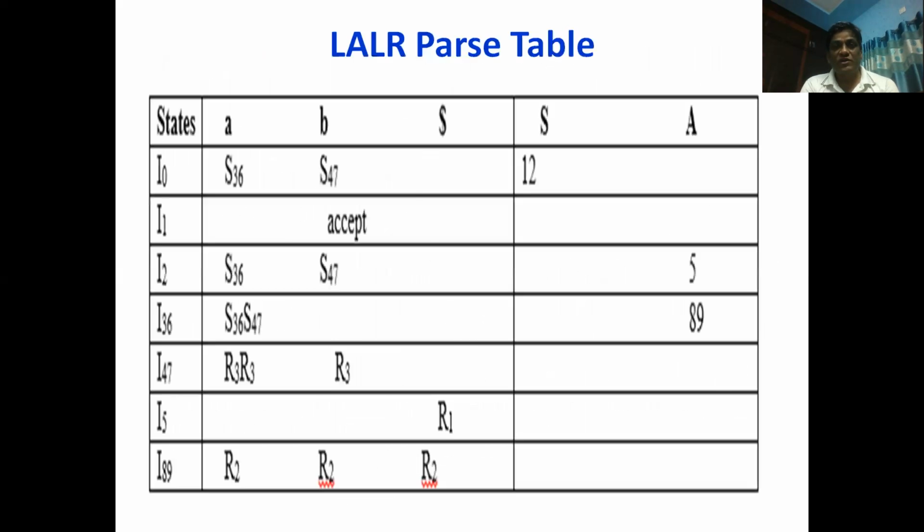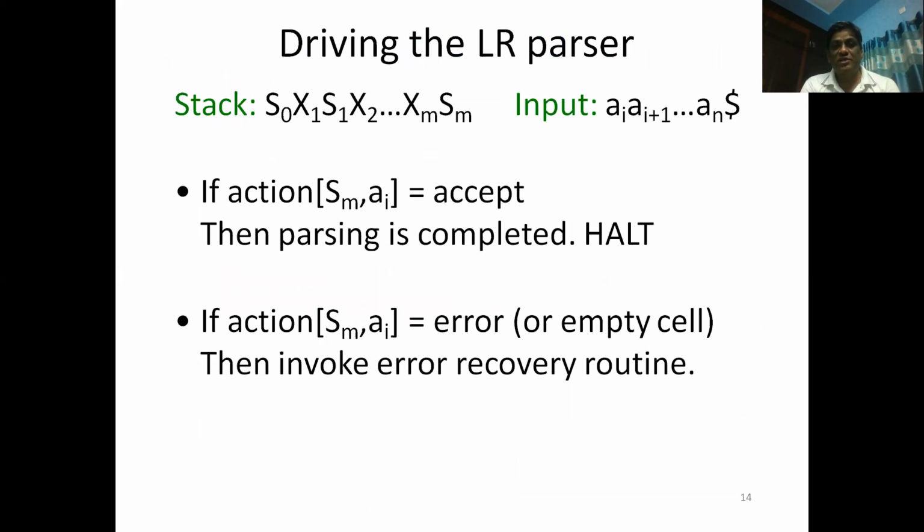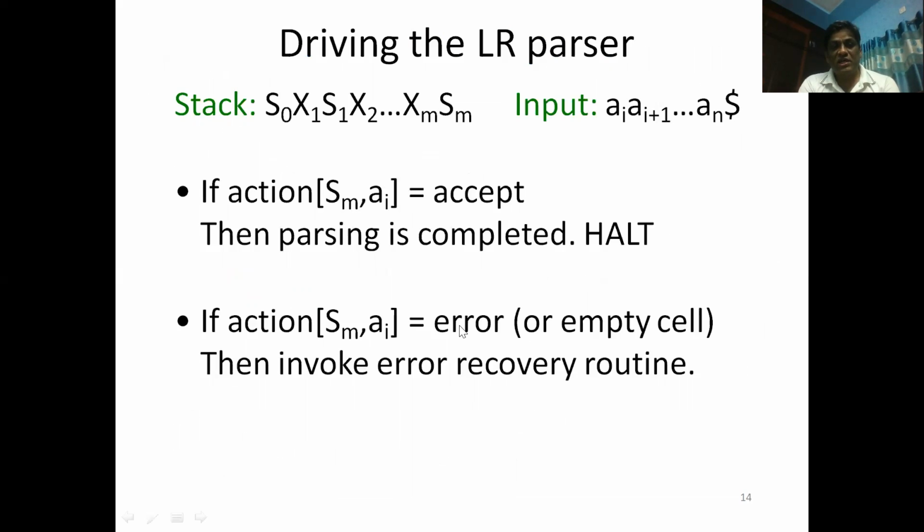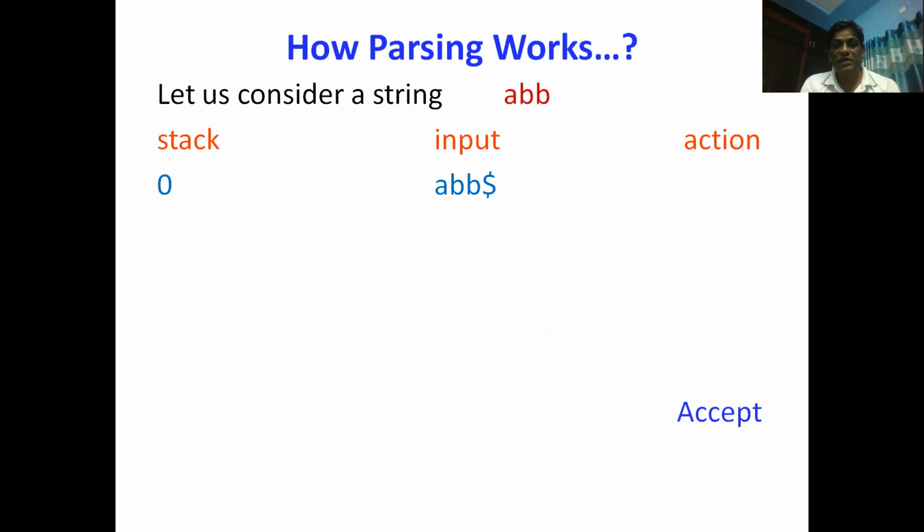So that's all for this class. With this, we have finished the design of LR parsers also. In our next class, we will discuss how to perform error recovery operations in LR parser. Because if the action corresponds to some error cell, that is an empty cell in the LR parse table, then some error recovery routine will be invoked. So what are the different possible error handling mechanisms, error recovery strategies? We will discuss them in our next class.